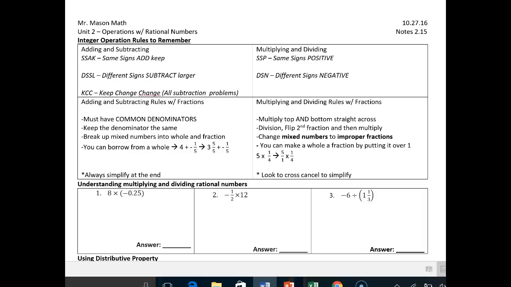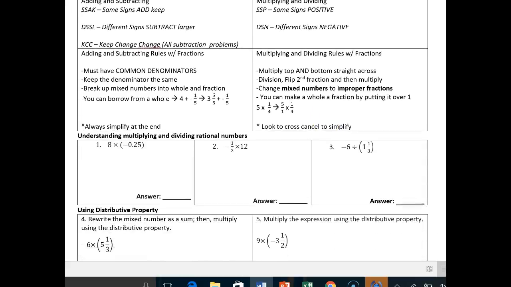So today we're going to go ahead and work with integer operation rules with rational numbers. Remember that there are different rules for addition and subtraction, as well as multiplying and dividing. There's the same thing as well when we're working with fractions, right? When we are borrowing here to find our answers, and here we're trying to change mixed numbers to improper fractions and looking to cross cancel. Here we need common denominators, here we don't need common denominators. So keep those rules in mind.